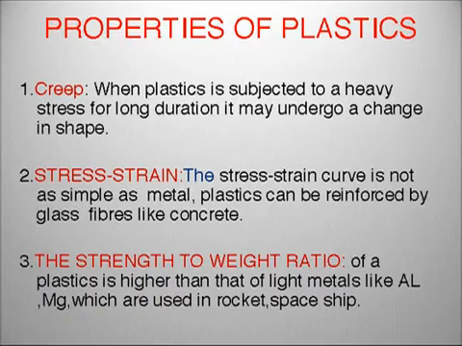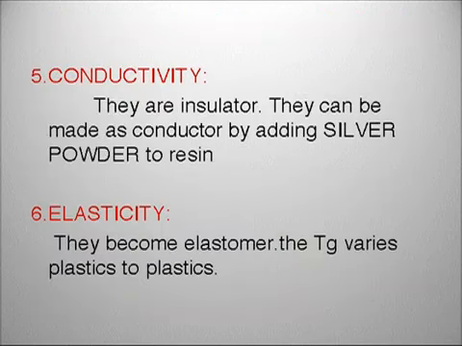The next property is stress to strain. The stress to strain curve is not as simple as that of metal. Plastics can be reinforced by glass fibers, like concrete. The strength to weight ratio: the strength to weight ratio of plastic is higher than that of light metals like aluminum and magnesium, which are used in rockets and spaceships.